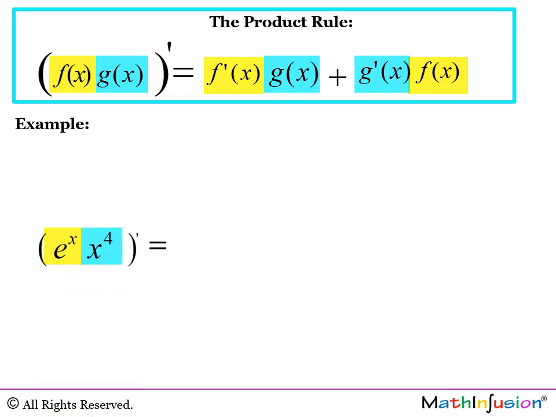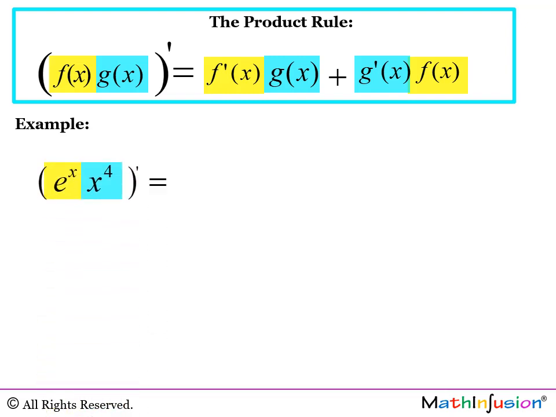Let's take our first example using the rule. The first one is going to be e to the x and the second x to the 4. This is totally symmetric. You can switch them and then the first one will be x to the 4. But it really doesn't matter. So, in this order, we will differentiate the first one times the second, plus differentiate the second times the first.